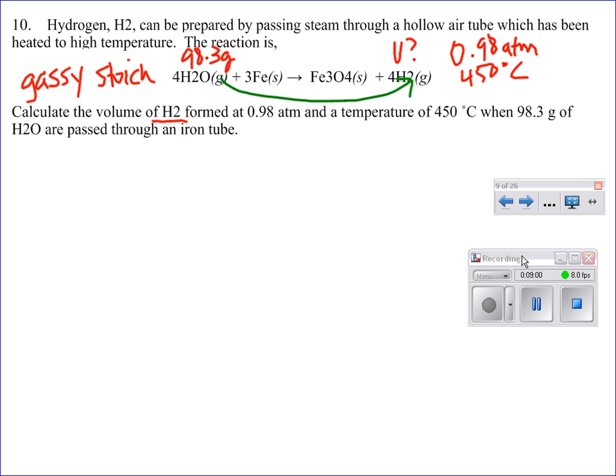But we're looking for a volume. Can anyone tell me why we aren't allowed to use 22.4 liters per mole after I do my stoichiometry? Very good, not at standard conditions. So what am I going to do? Where do I stop? What do I find first? Find number of moles of what? Of H2 with stoich, and then what do I do?